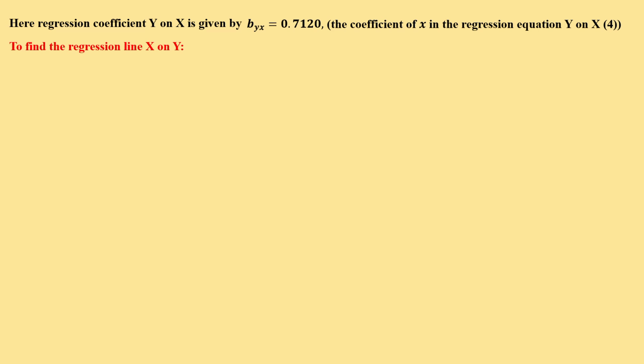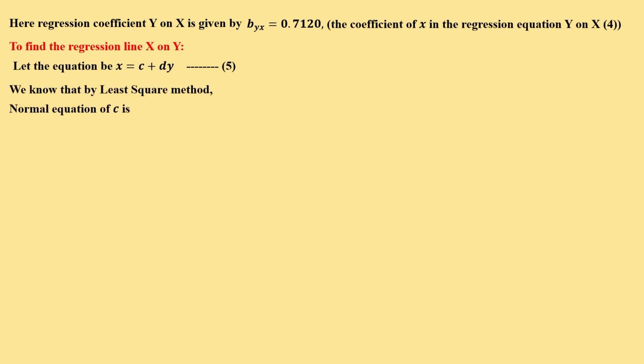Next we find the regression line x on y. So formula is x is equal to c plus dy. So that is equation number 5. Next to find the value of c and d, first you have to write the normal equation of c. Summation x is equal to nc plus d into sigma y. Substitute the values and simplification, you will get 8c plus 199d minus 236 equal to 0. That is equation number 6.